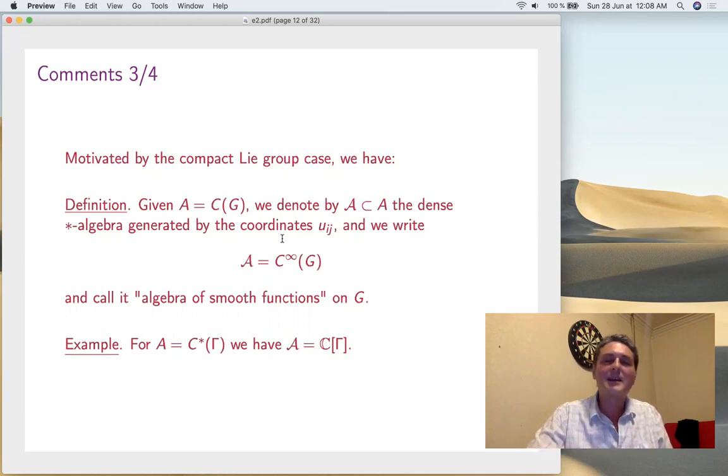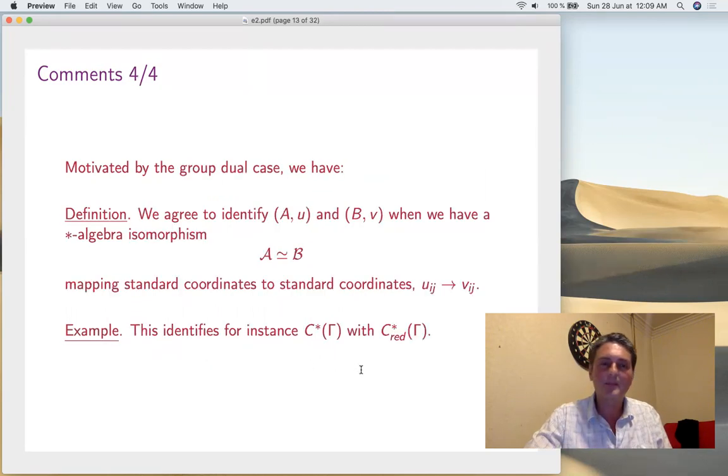So for instance, given C of G, a Woronowicz algebra, you can take the star algebra generated by the coordinates u_ij. We'll call this C infinity of G because in the classical case, that's what you get, the C infinity functions, smooth functions. Even without geometry, we can make some definitions. This algebra, which will appear many times in what follows, we can denote C infinity of G without even knowing what C infinity means, just as a notation. As an example, for group algebras, you get the usual group algebra.